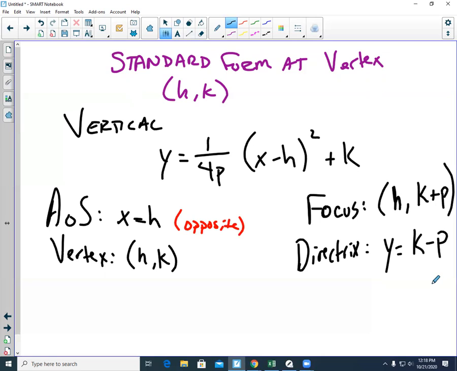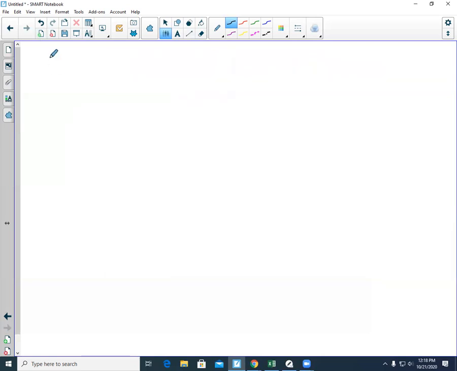Okay? So what you see on the board right now is what I'm going to give you in a formula card. Okay? So what you see on the board right now is all I'm going to give you. I'm not going to give you anything else because you should be able to figure out what h is. You should be able to figure out what k is. You should be able to figure out what p is. Those are the things that I'm going to give you. Okay? I'm also going to give you the horizontal information.